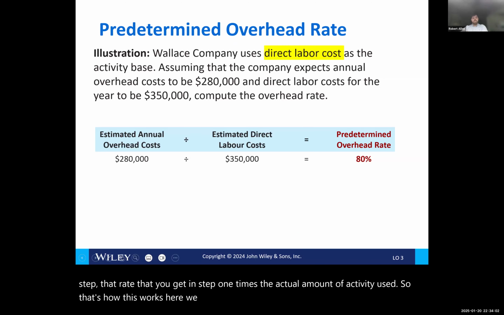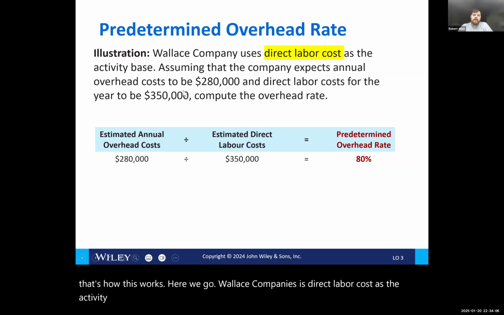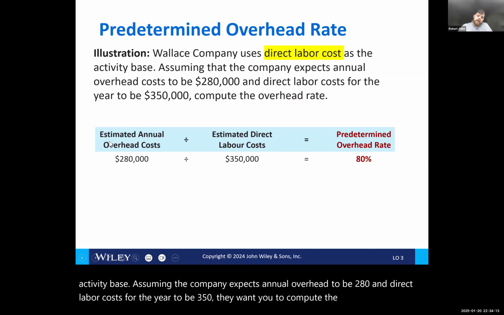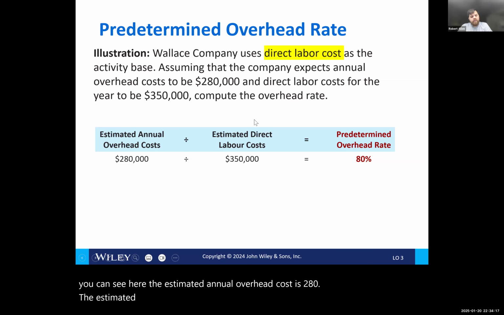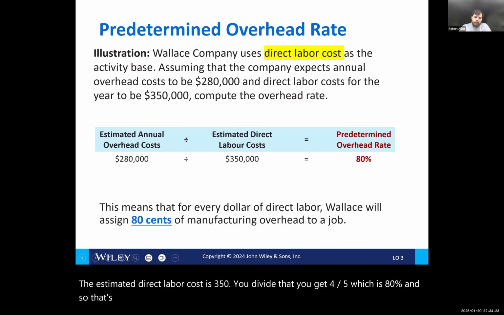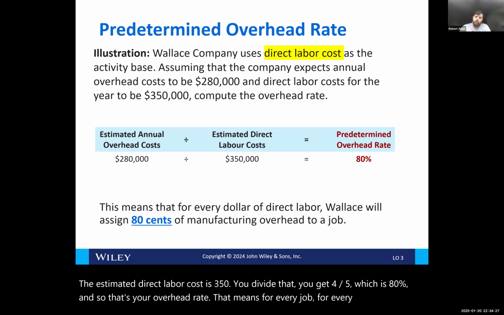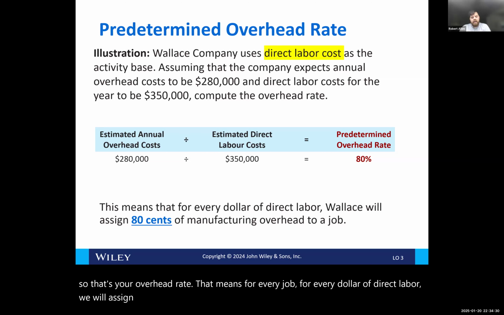Here we go. Wallace Company uses direct labor cost as the activity base. Assuming the company expects annual overhead to be 280 and direct labor costs for the year to be 350, they want you to compute the overhead rate. So you can see here the estimated annual overhead cost is 280. The estimated direct labor cost is 350. You divide that, you get 4/5, which is 80%. And so that's your overhead rate. That means for every dollar of direct labor, we will assign 80 cents of manufacturing overhead to that job.